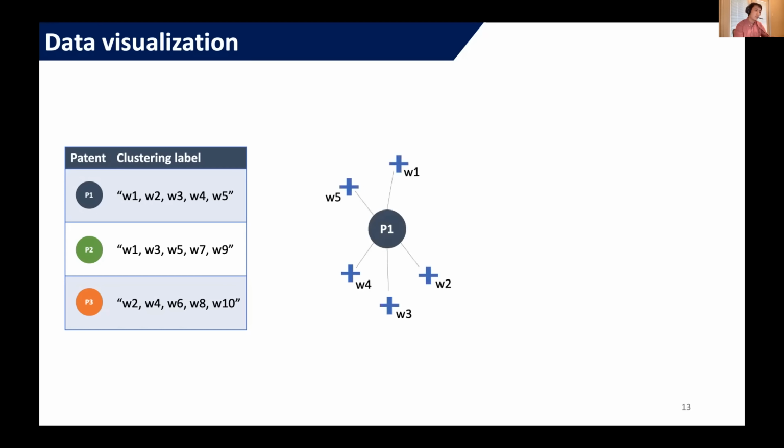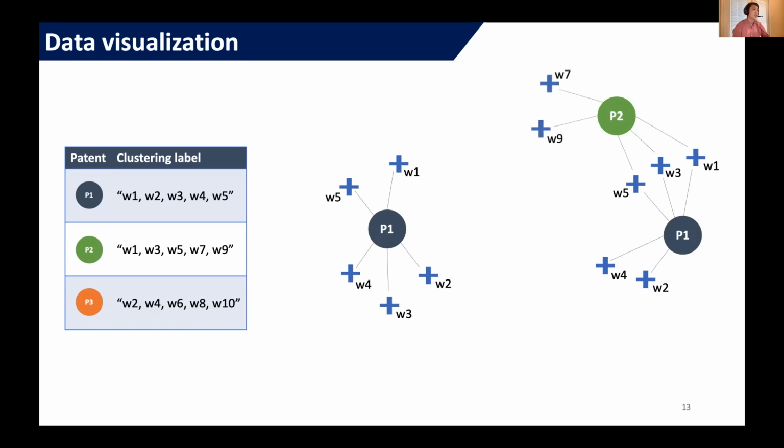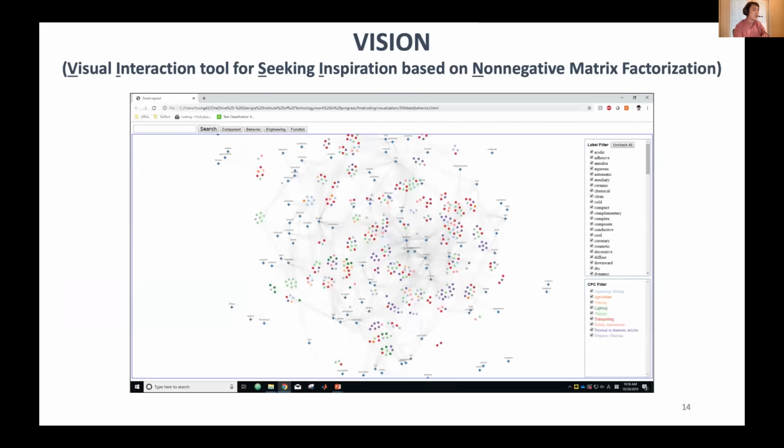that describe this patent. Then we can do the same thing for other patents, adding them to the existing network. So we have patent 2, and we have words 7 and 9 connecting to patent 2. We have patent 3 here, and we connected words 6, 8, 10 to patent 3. So this becomes a network of 3 patents. And I did this with 500 patents here.